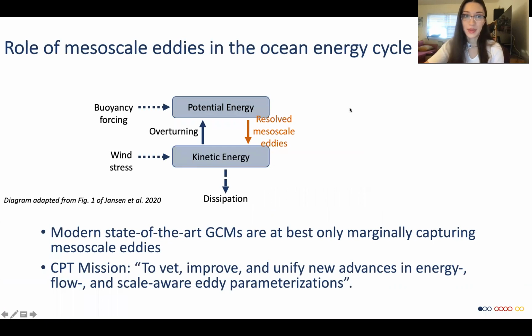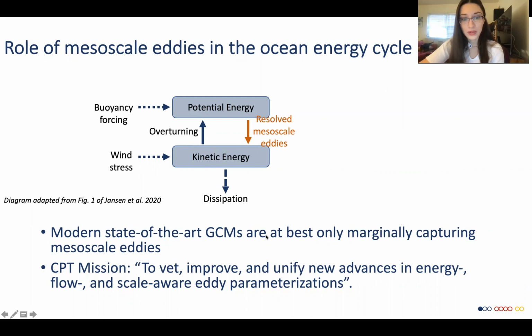To motivate this work, I'd like to first discuss the role of mesoscale eddies in the ocean energy cycle. This is a diagram of what the ocean energy cycle would look like in a model in which mesoscale eddies are resolved. So we have two energy reservoirs, potential and kinetic energy. These are maintained by buoyancy forcing and wind stress and can interact with each other through the overturning circulation and also through resolved mesoscale eddies.